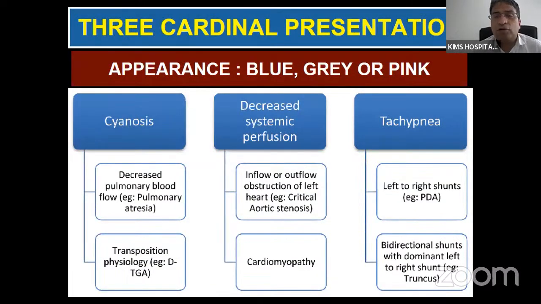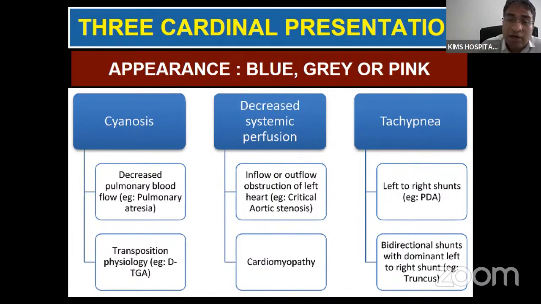So now if we come to the cardiac, what are the three cardinal presentations of cardiac disorder? It will cause blue, gray or pink. So whenever cyanosis is there, that means the flow to the lung is decreased, and that is the one condition known as pulmonary atresia, or transposition physiology, which is known as the DTGA. Second is when there is decreased systemic perfusion, that means critical aortic stenosis, which presents as severe peripheral shock and may present as cyanosis, that may be the critical aortic stenosis.